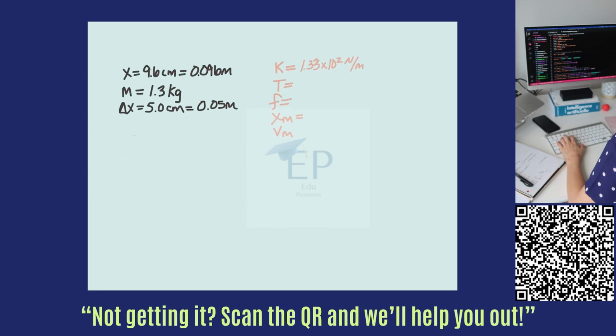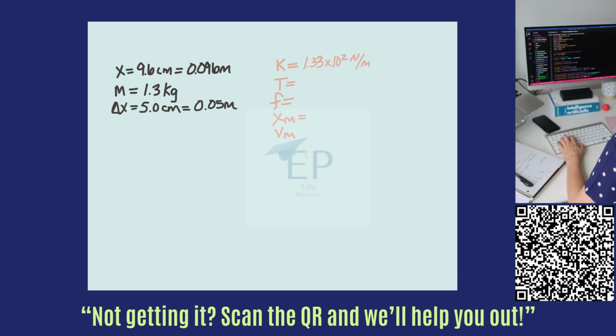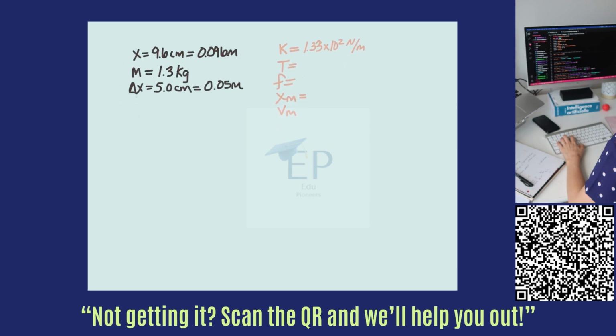Next, we are told that the spring is pulled down and displaced an additional 5 centimeters and released. So it was at rest. It is now oscillating with simple harmonic motion, and we are asked to find the period of this motion, the frequency, the maximum amplitude, and the maximum velocity.